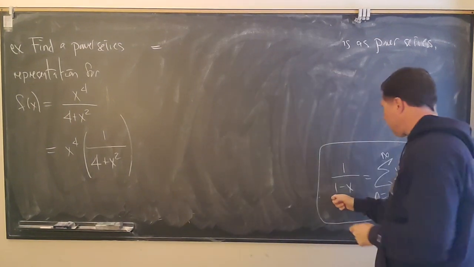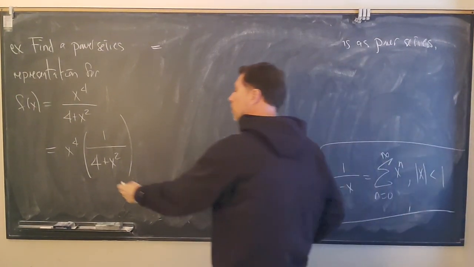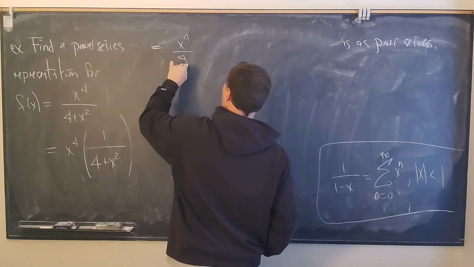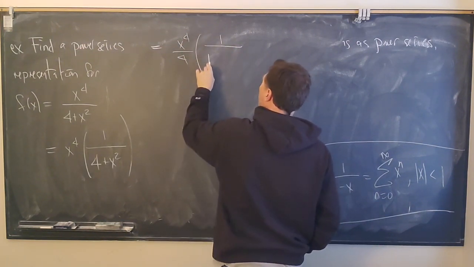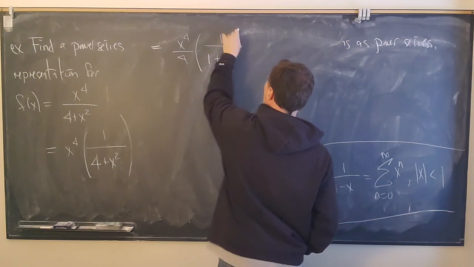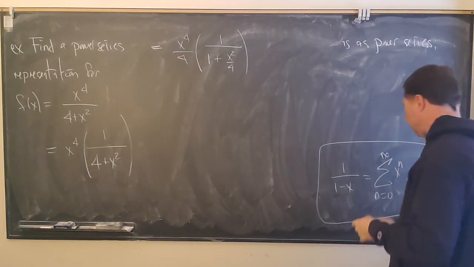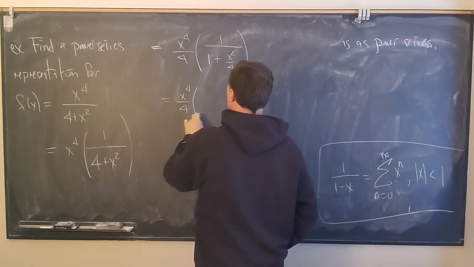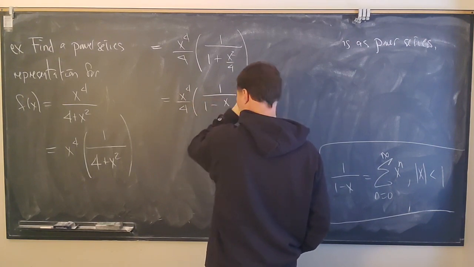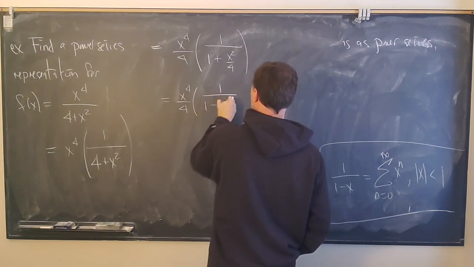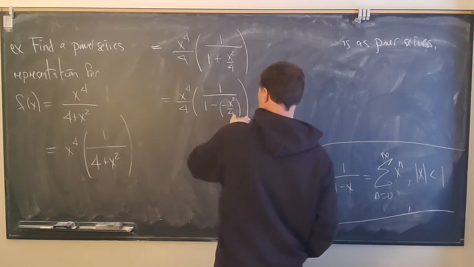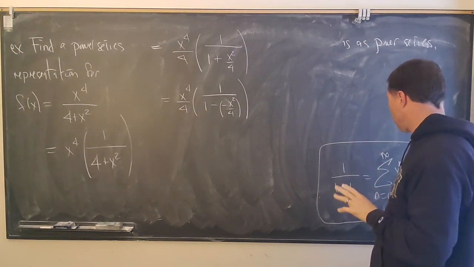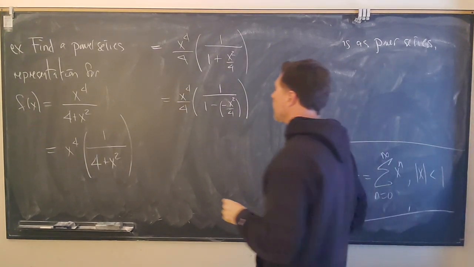Okay, next, let's see. I've got a 4 down there, but I actually wish that it was a 1. So I'm going to pull a 4 out of each piece in the denominator. So this will give me x to the 4th over 4, and then we'll have 1 over 1 plus x squared over 4. And then I see a plus sign there. It should be a minus sign. And so this is x to the 4th over 4 times 1 over 1 minus a negative x squared over 4. And now what we can see is inside the parentheses, we've substituted negative x squared over 4 in place of x.